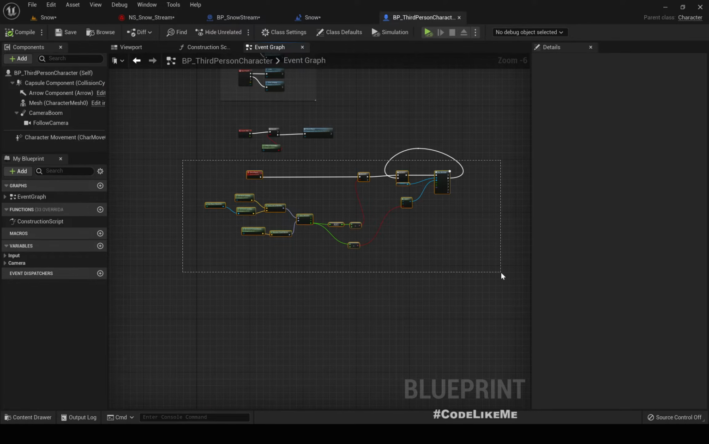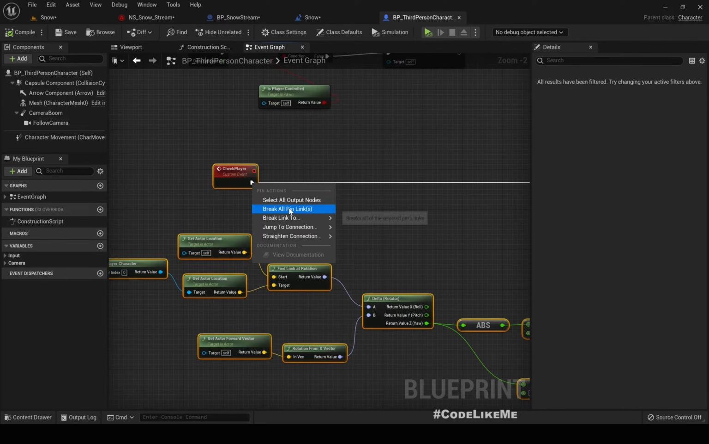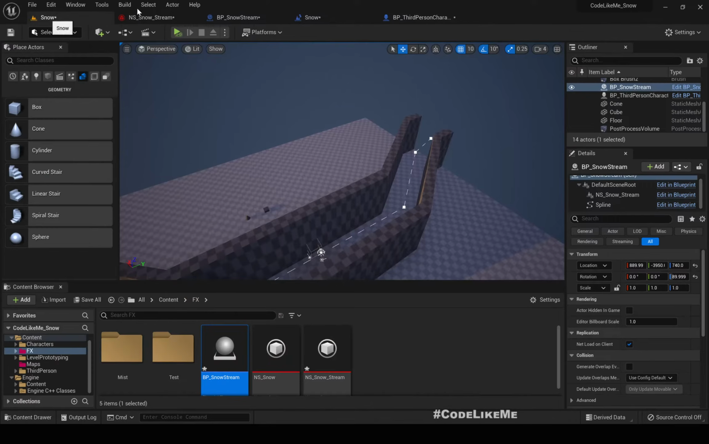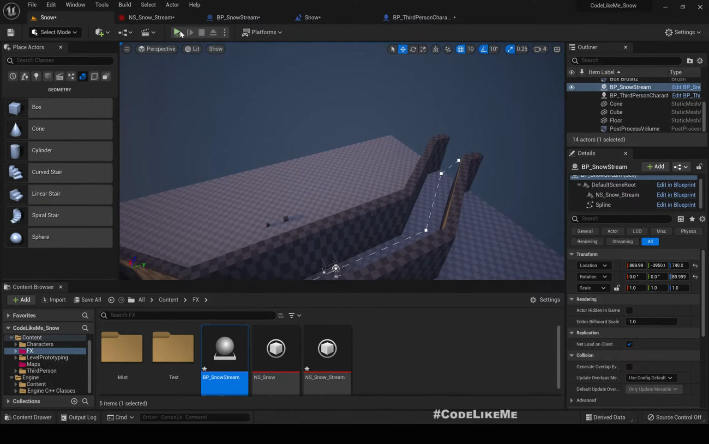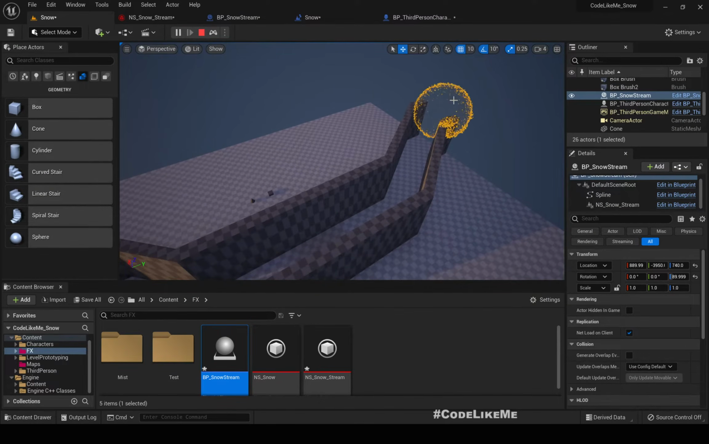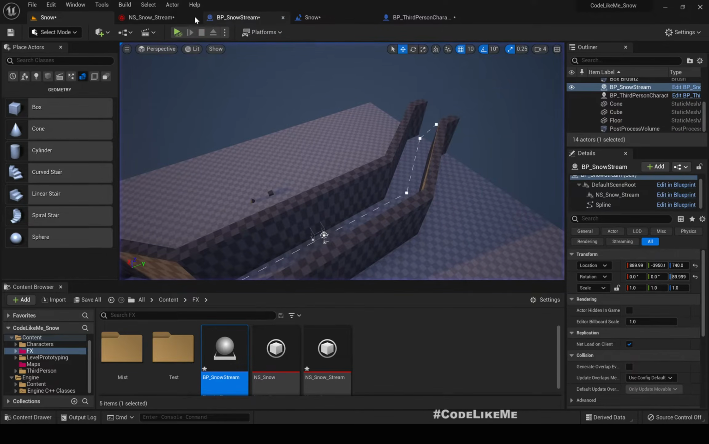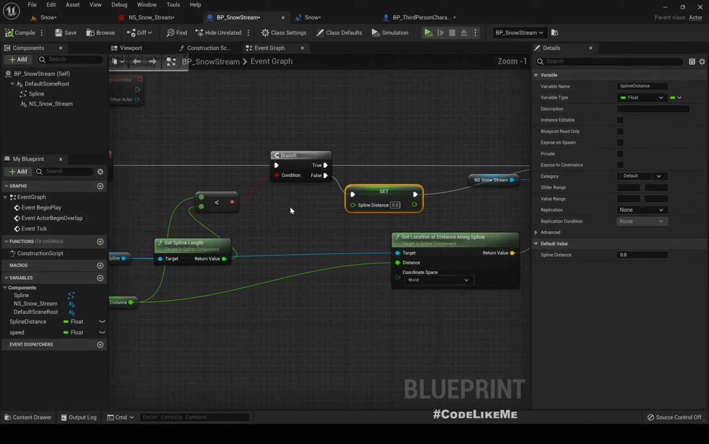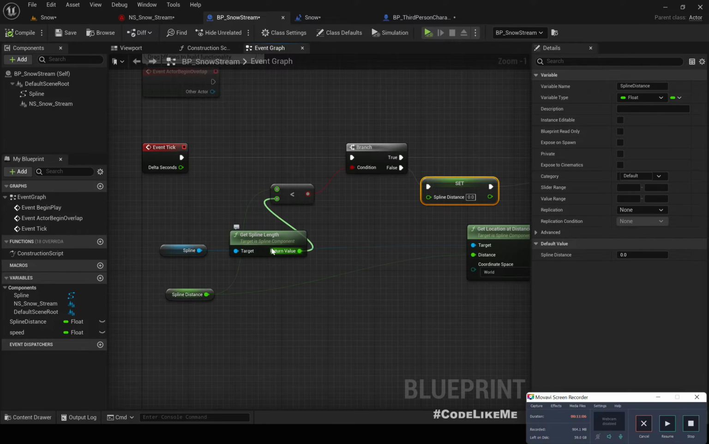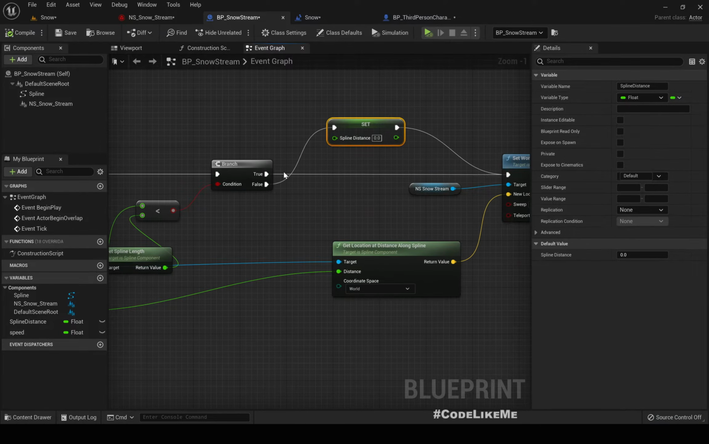Oh, this is not relevant. This is something not relevant to this. Something I did for testing. Okay, so why isn't this moving? Oh wait, this should be the other way around. Here.